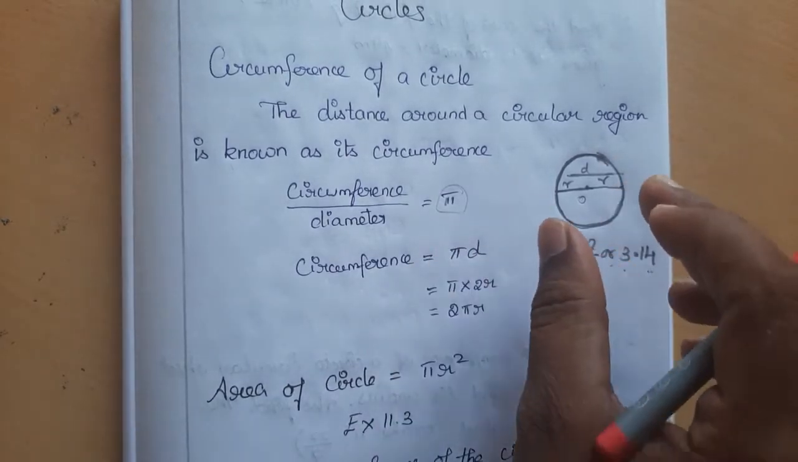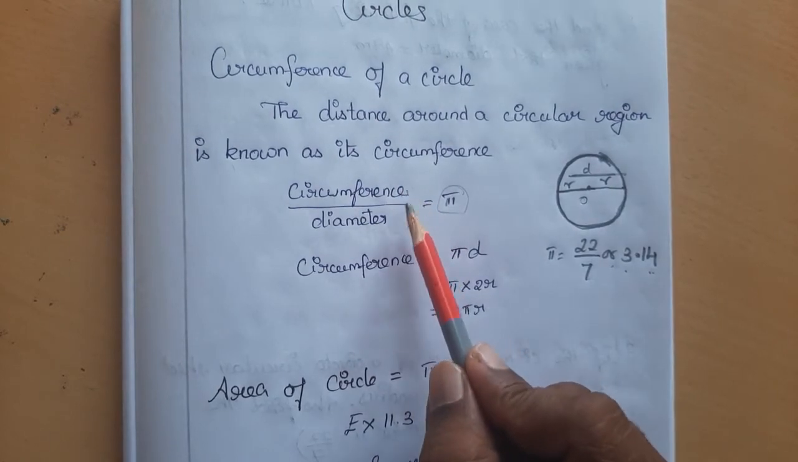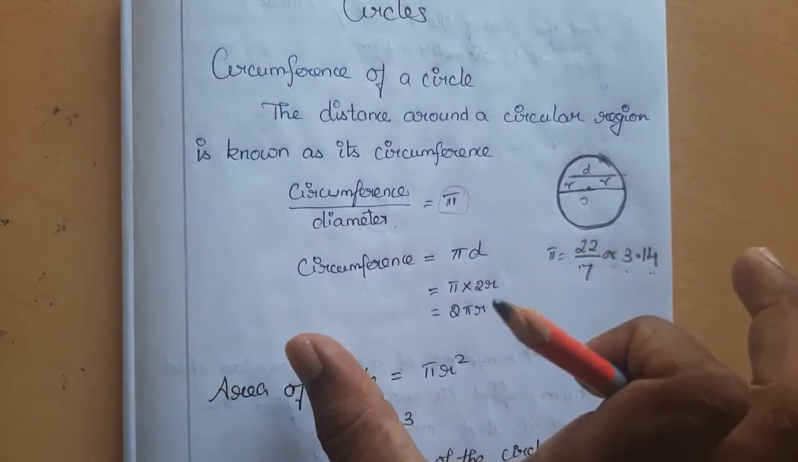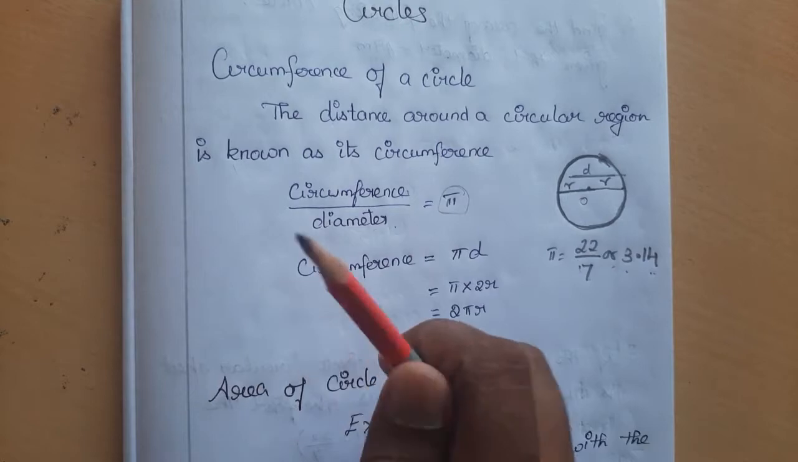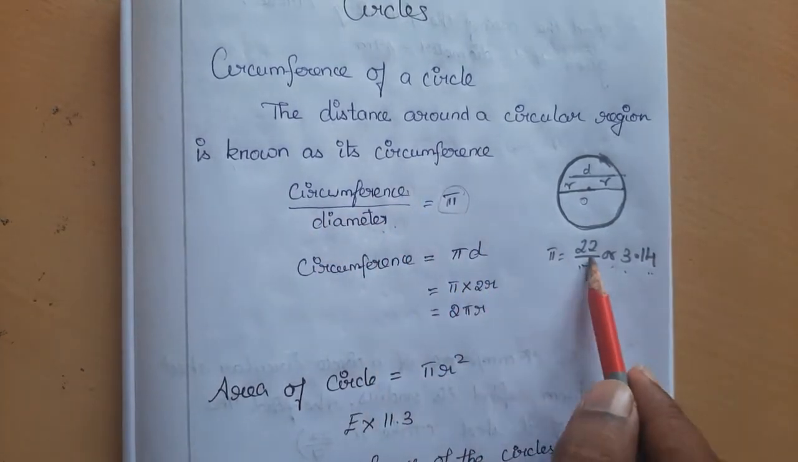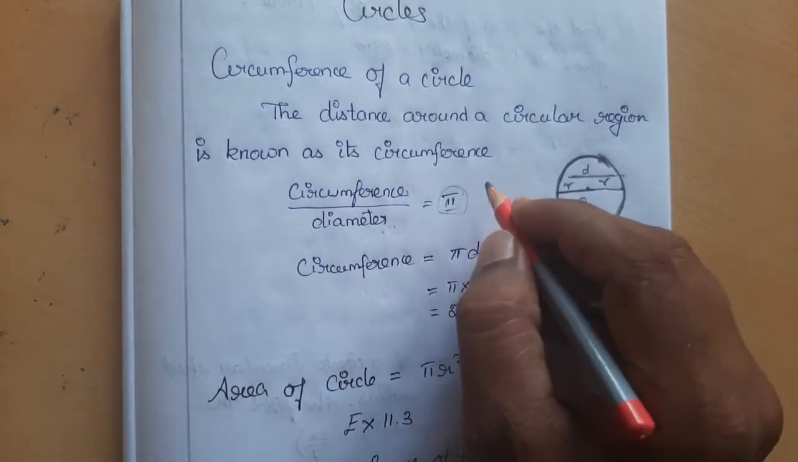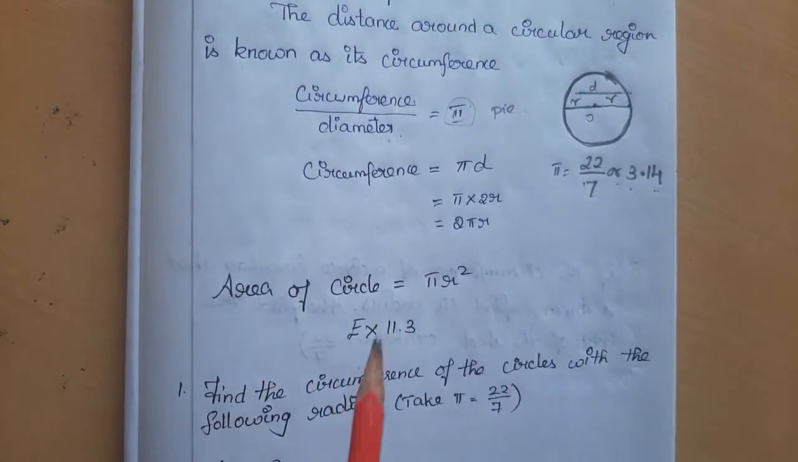Whatever circle you take, if you take a small circle and find its circumference divided by its diameter, you will get this value. If you take a big circle and find the circumference using the thread, it is easy to find a circle's circumference and also the diameter. And if you divide, again we will get 22/7 or 3.14. So that constant is named pi. Clear? So from this we can derive the formula.